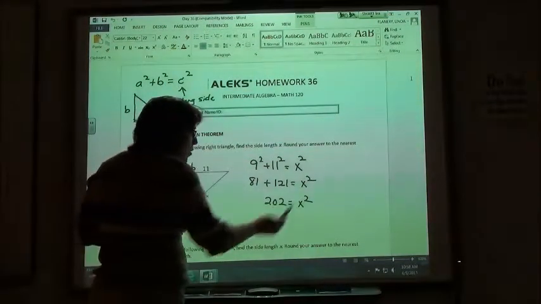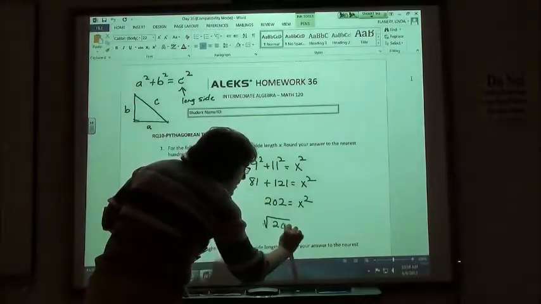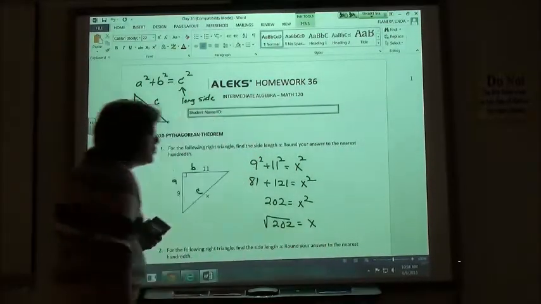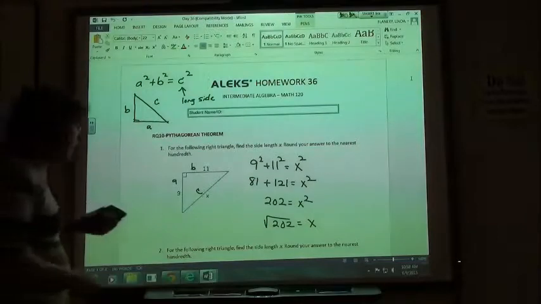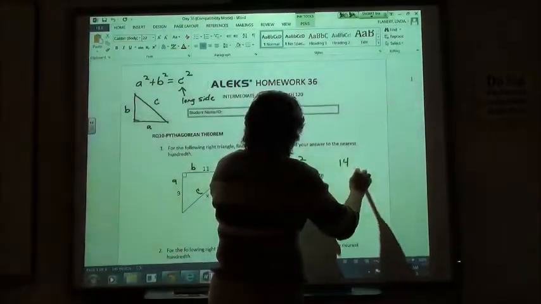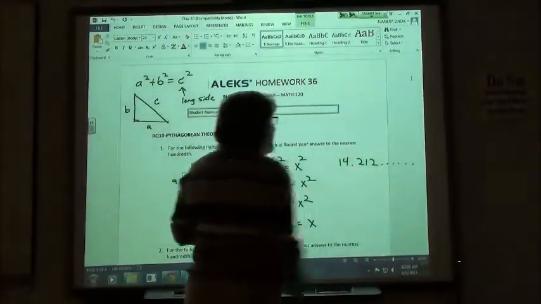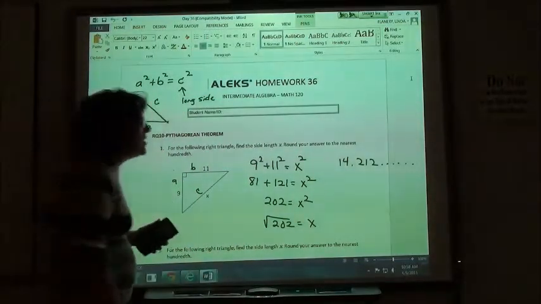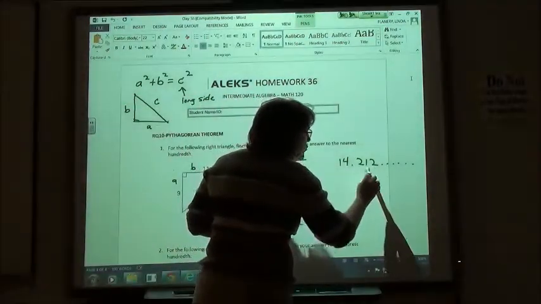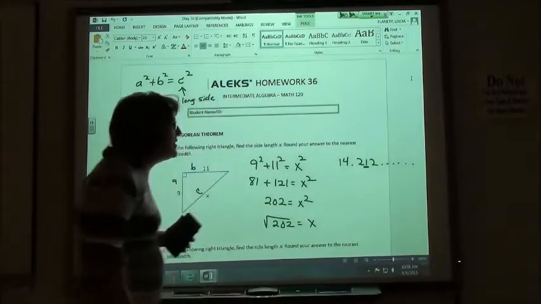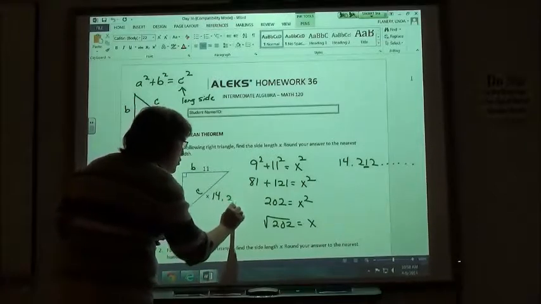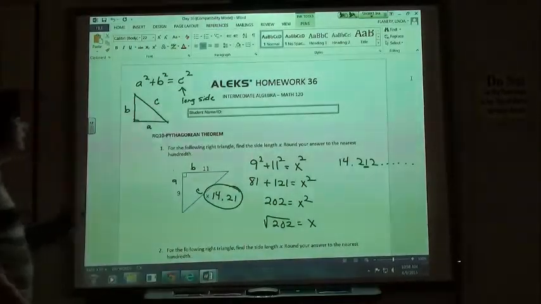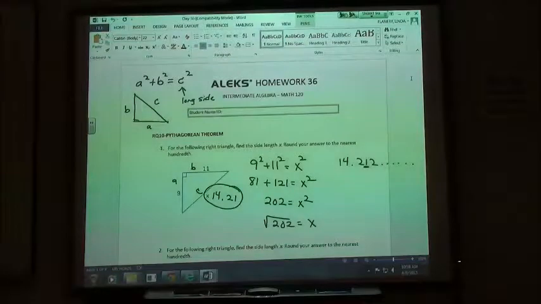So we do the opposite of squaring in order to solve that. The opposite of squaring something is taking the square root. So in order to find x, we're going to do the square root of 202 on our calculator. So square root of 202 gives me 14.212. We want to round our answer to the nearest hundredth, so we need to carry this at least 3 places because the hundredths is 2 places. Since there's a 2 behind that, we're going to round that off to 14.21. So x is going to be 14.21.